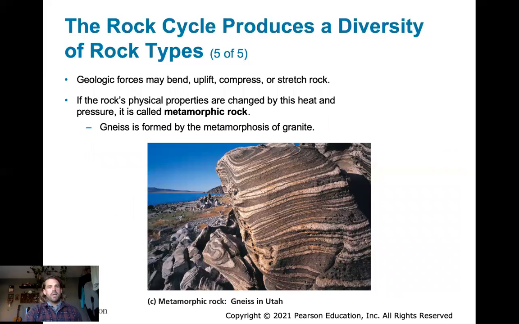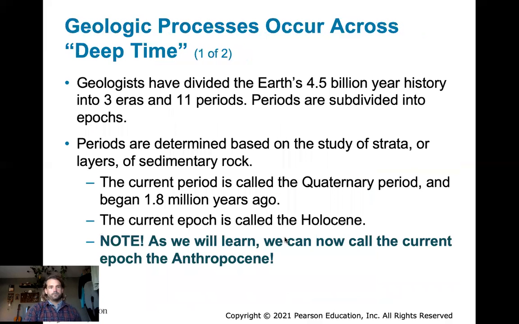Now, geologic forces may bend, uplift, compress and stretch rock, sort of like a sculptor with clay, for example. And if the rock's physical properties are changed by this, it's called metamorphic rock. Gneiss is a type of metamorphic rock formed originally from granite, and it does kind of look like a really fancy knife. If you've ever seen a really nice sharp knife with those crazy patterns in it, that's made from folding steel over and over again. Metamorphic rock is essentially the same principle.